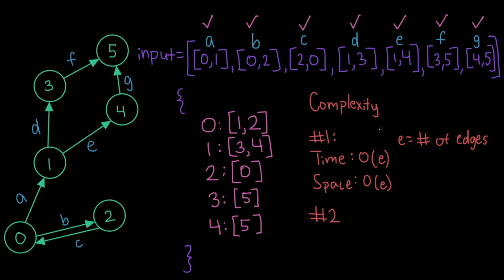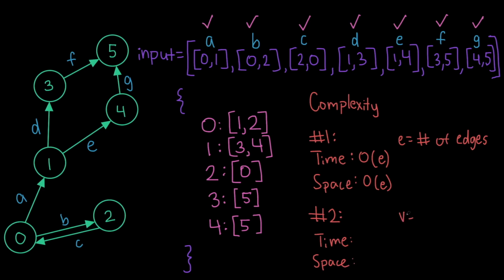So the number of nodes doesn't actually end up mattering too much. But the alternative scenario, which is number 2, is what happens if we did include the 5 node down here? Well, in that case, things will change a little bit. So we'll have our time and we'll have space, and we're going to define one more variable.